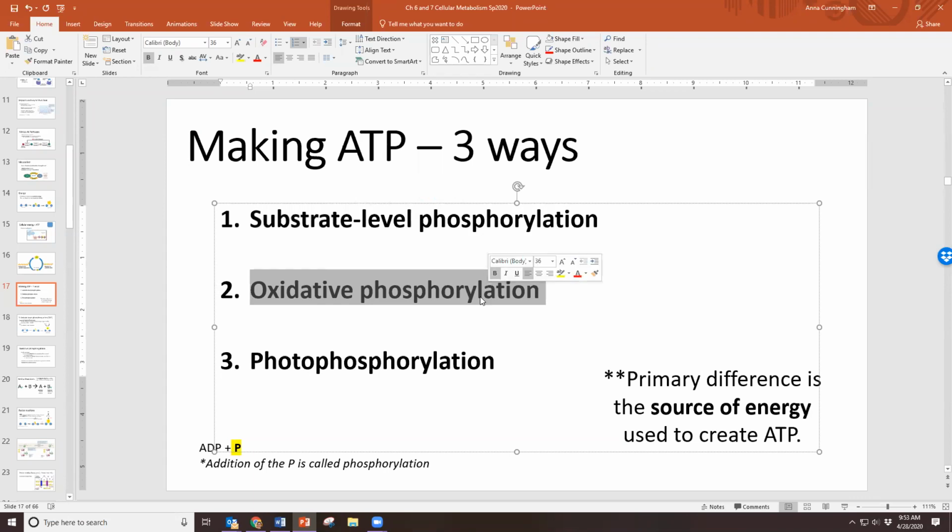Oxidative phosphorylation tells you that the energy for phosphorylation of ADP to create ATP comes from oxidative reactions. So we're going to talk about redox reactions there. And then this one, photophosphorylation. Photo means light. So in this case, we're talking about energy to generate that phosphorylation coming from the sun.